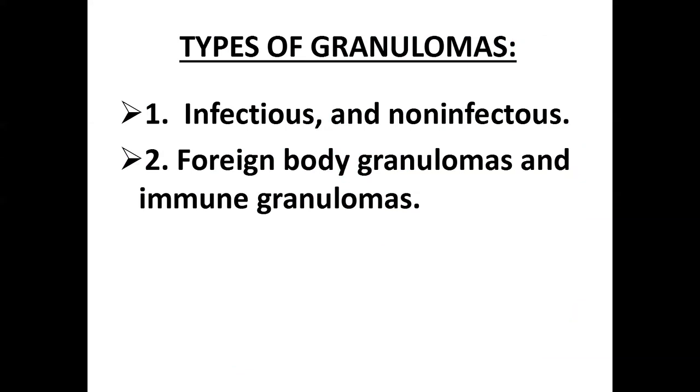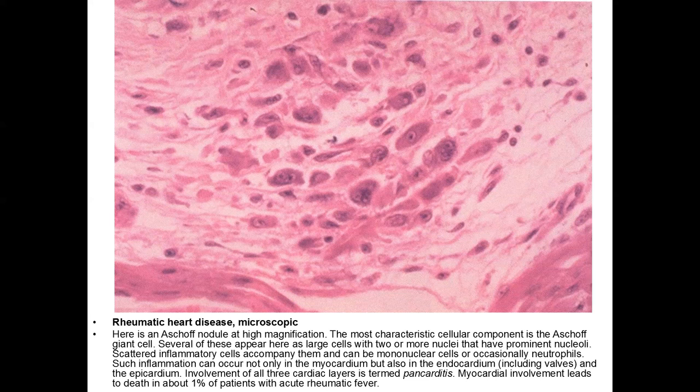There are various kinds of granulomas. By the way, we have more than 70 various kinds of histological patterns of granulomas. But we can divide these granulomas into infectious and non-infectious granulomas. And we can see granuloma formation in case of foreign body in the tissues, and also in case of immune pathology, we call it immune granulomas.